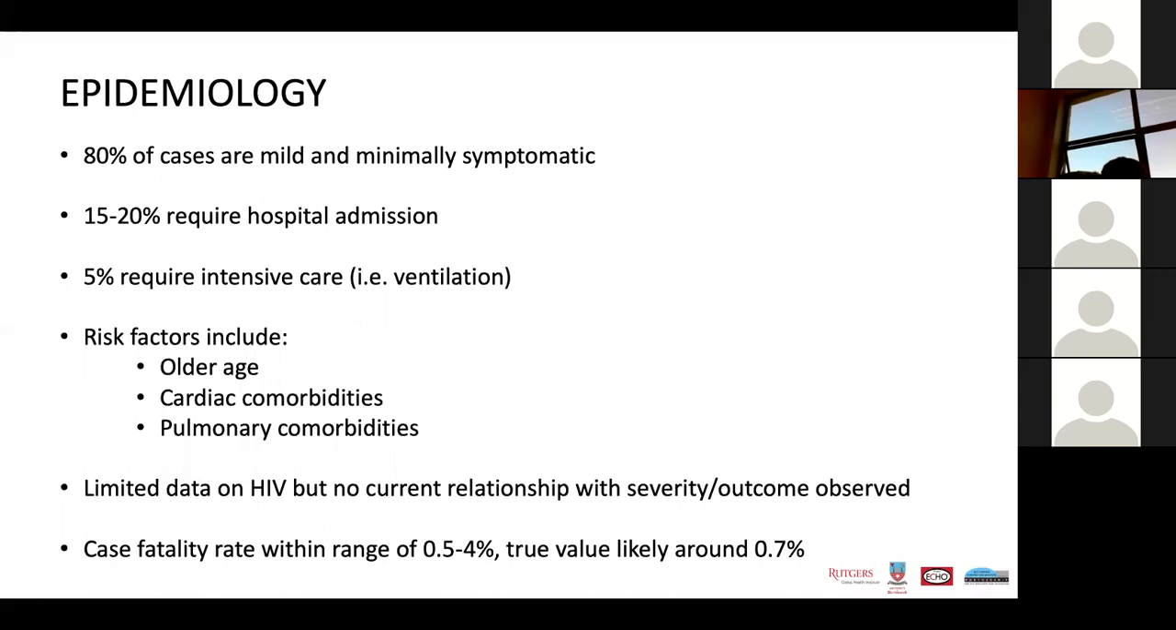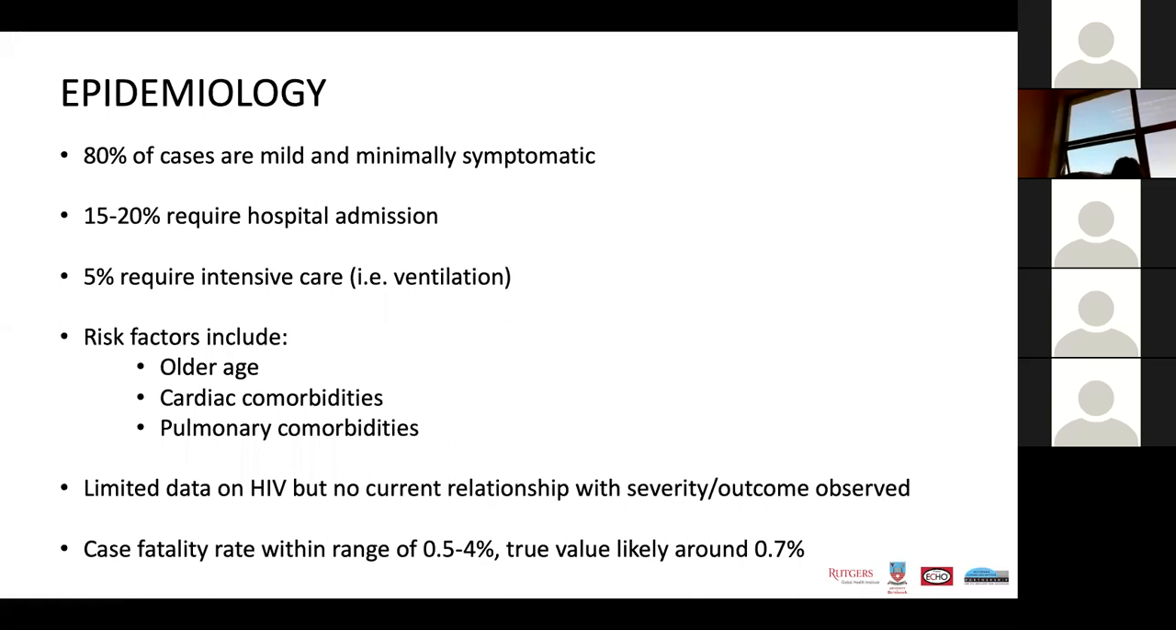We don't yet know what the effect of HIV is on this. The limited data that are out there suggest that people who have a suppressed viral load and are stable are at no higher risk than anybody else. So the hope is that as long as people are effectively controlled on ARVs, their risk of getting severe disease is not going to be any higher than anybody else's. But of course, for people with uncontrolled HIV, that's going to be different.